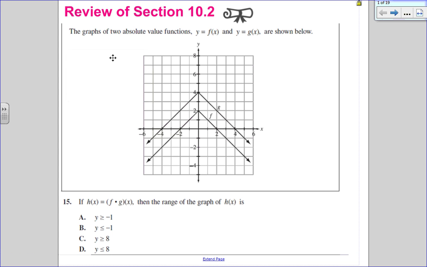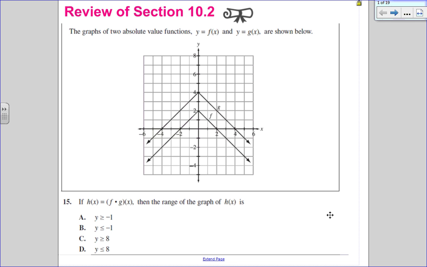Okay, so we're going to do section 10.3, which is composite functions, but before we do that, I want to review 10.2 with you. So I have two questions, one multiplication and then another one for division. So this first one here was a diploma example question, and they give you the graphs of two absolute functions, f of x and g of x, and we're looking at h of x, which is the product of the two.